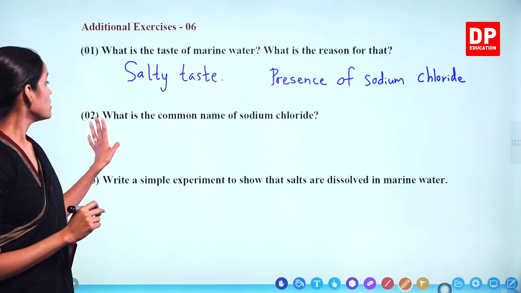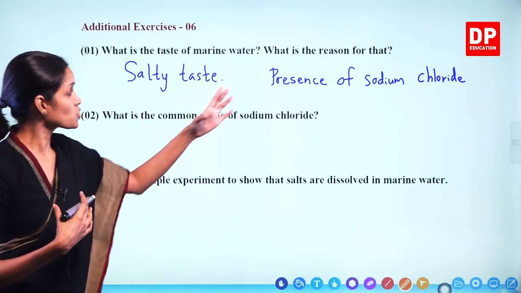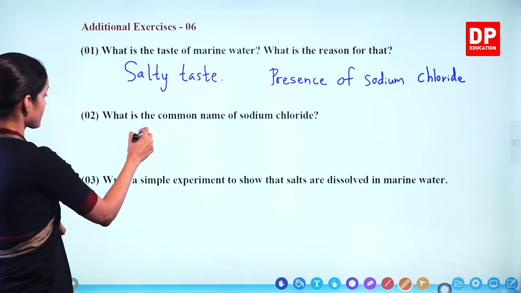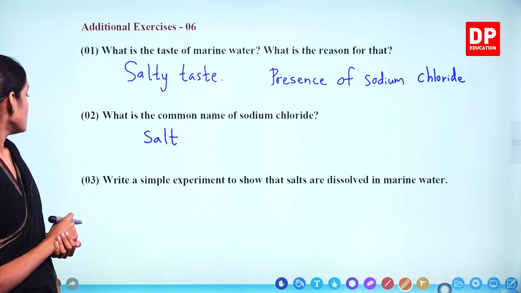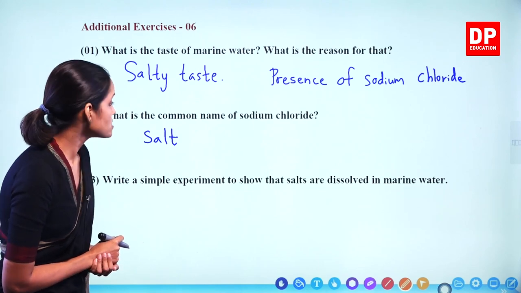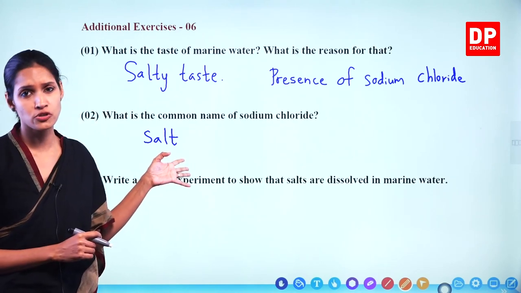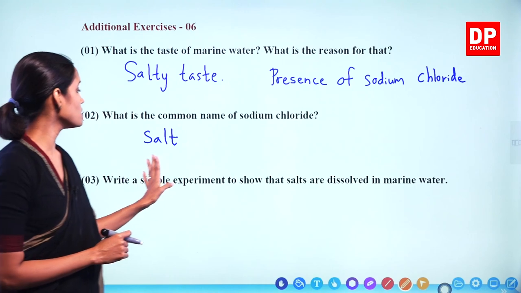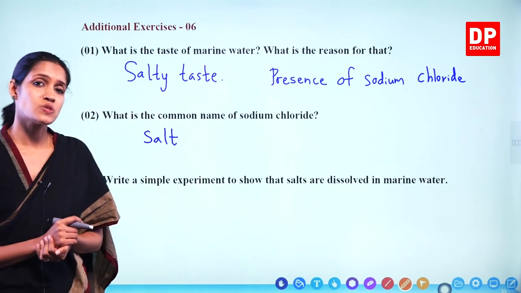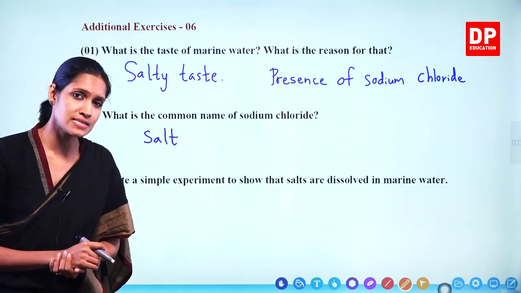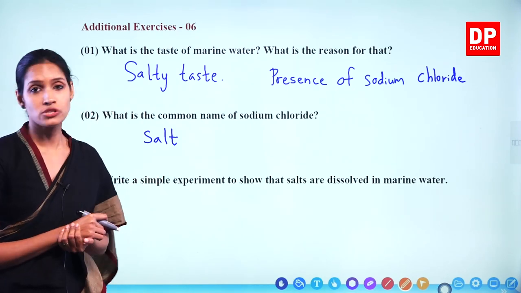Right? Number two. What is the common name of sodium chloride? What is that? Salt. In day-to-day life, we use sodium chloride and it is known as salt. Right. Number three. Write a simple experiment to show that salts are dissolved in marine water. You don't have to write all the steps we discussed for an experiment. Do you remember I explained how salt is produced in solvents? The same theory we can use here in order to prove that salts are dissolved in water.